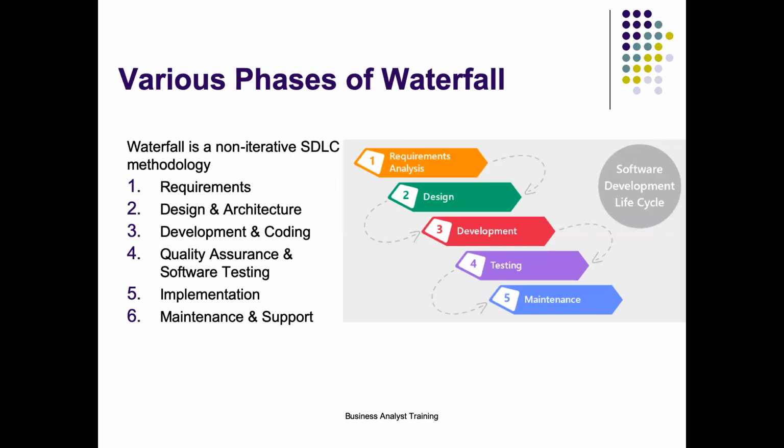Requirements: first you document the requirements, design and architecture is done, then development and coding is done, right? And once development and coding is done, quality assurance or software testing is done. Once testing is complete, then the implementation, or finally sort of handing over the keys, starts. And then maintenance means once the handing over of the keys is done, then ongoing support, like if there are any defects, any issues. So all these are a non-iterative, linear, sequential process, that is waterfall.